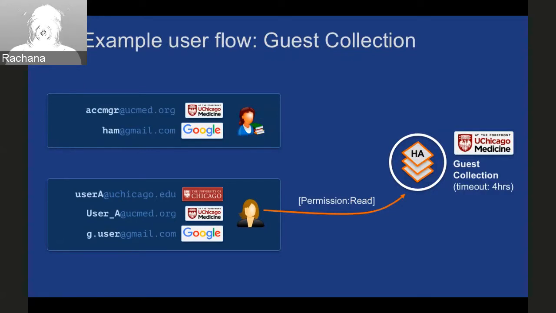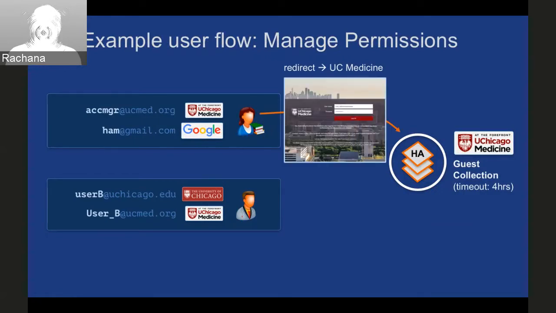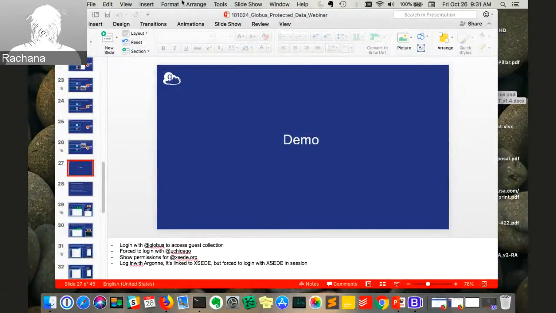Now, the next step, let's say the admin wants to manage and update the rights for someone else. She wants to grant read and write access. The same authentication assurance requirements apply. The admin will be forced to re-authenticate with the UC Med identity. And once they do, they can grant permissions. Right? Now let me demo this here.